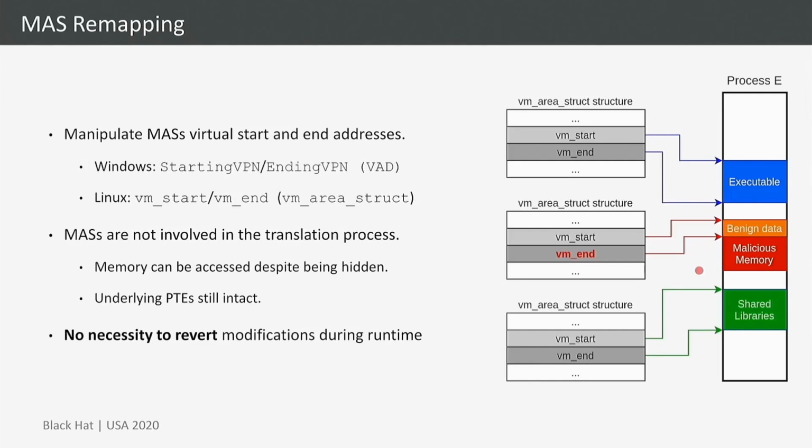But still, it can still be accessed, especially by the CPU when executing, because the CPU doesn't care about the MAS structures. It is only interested in, or uses, the PTEs in order to do the translation and to access the memory. And those are still valid and are still there. So this works fine after this modification. One advantage of this technique in regard to the other two that we will see now is that it is not necessary to revert this modification in order for the malicious code to execute.